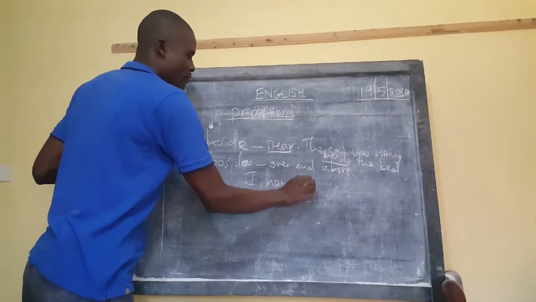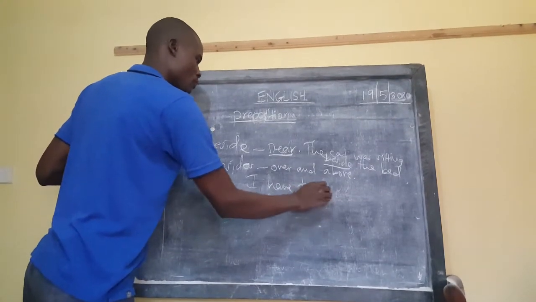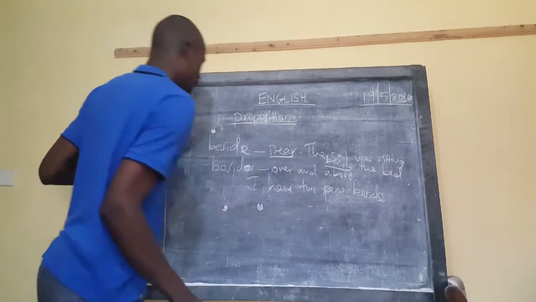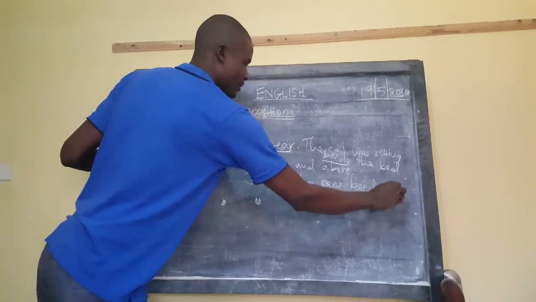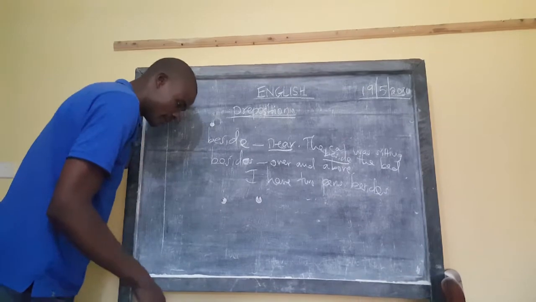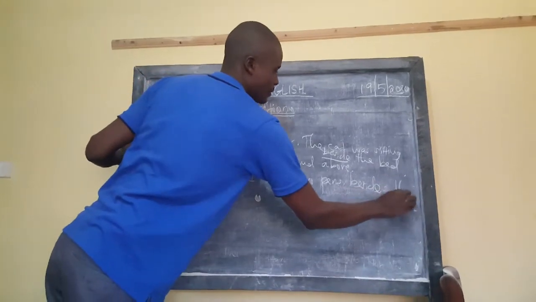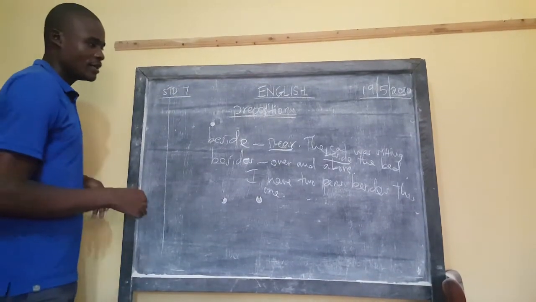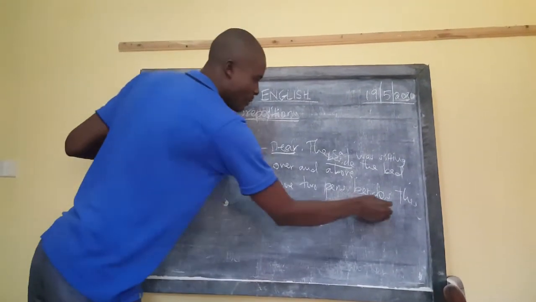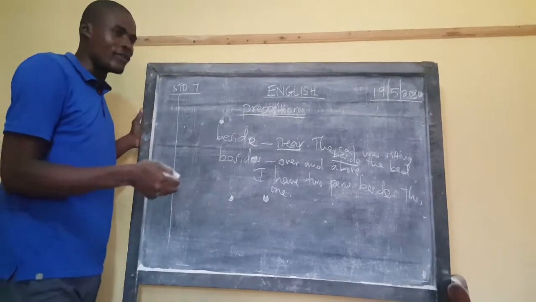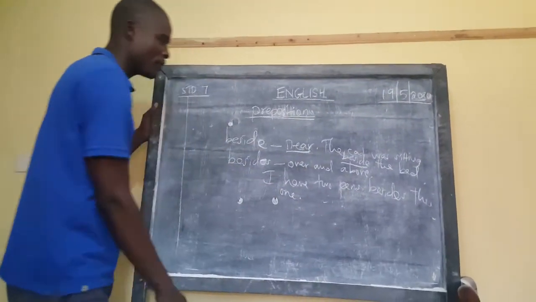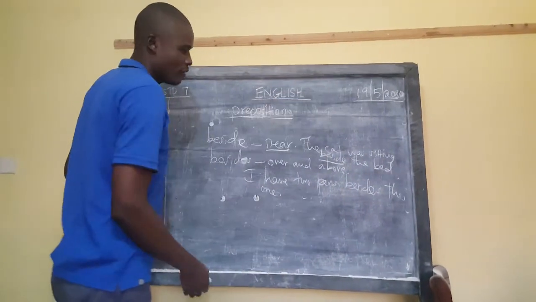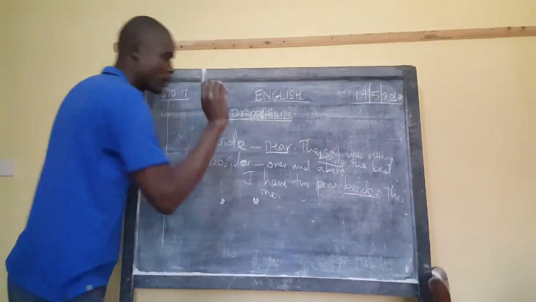I have two pens besides this one. So if you look at that, it's just in addition to. We're telling the person that other than the one we have, I still have a number of them. So above this one, I still have more. So that's why our besides is used as a preposition.